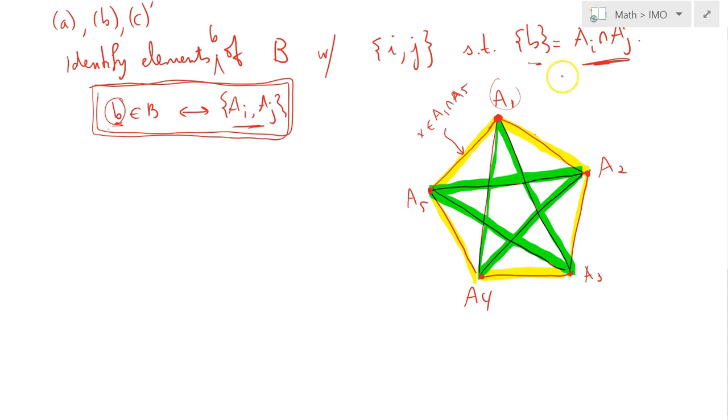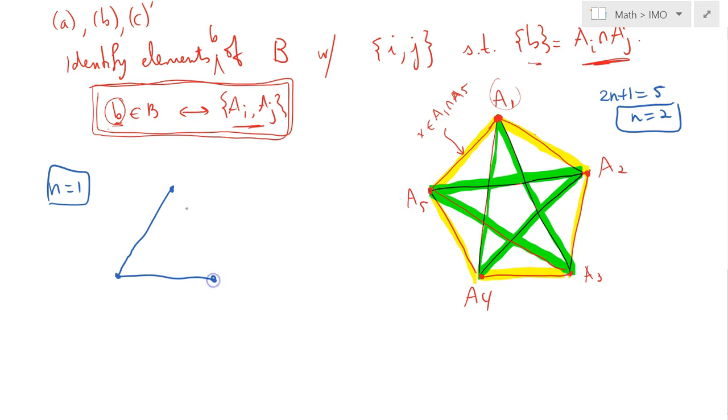But does it always work? This particular example was 2n plus 1 equal to 5, suggesting n is equal to 2. Would it work, can we come up with a similar thing, if n is equal to 1, for instance? So let's try n equal to 1. In this case, we have just 2n plus 1 equal to 3. We have 3 sets.